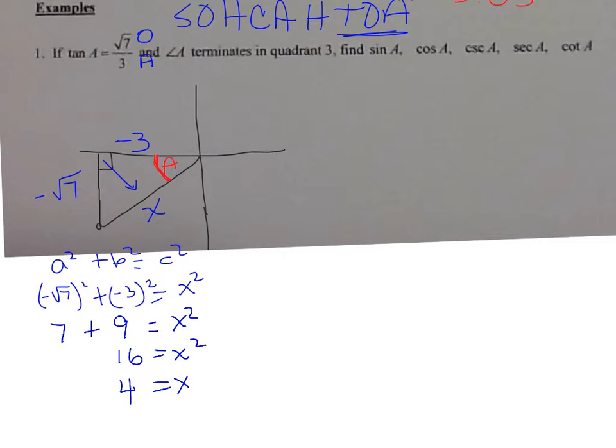Now, since we're talking about the hypotenuse, it will always be positive. This line will never be negative here. So let me get rid of this. Okay, get rid of that.